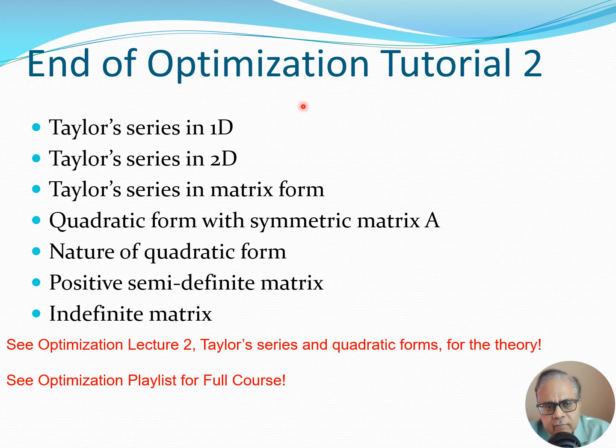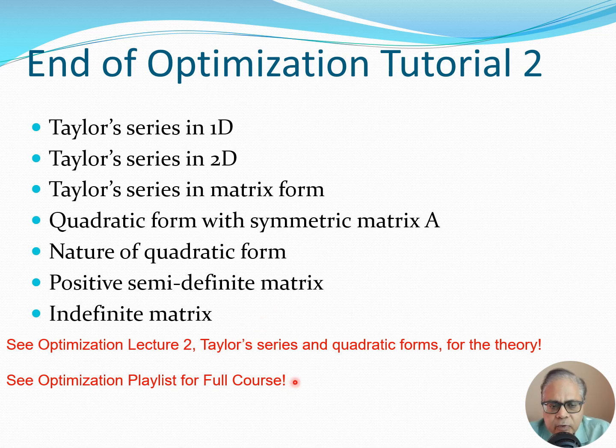So again, today we looked at certain aspects of the Taylor series in 1D and 2D. We saw that the 2D Taylor series could be expressed in the matrix form, because if we have the gradient vector and the Hessian matrix, we can put things in the matrix form. We also saw the quadratic form and how the concept of the quadratic form leads to the type of a matrix, the type of matrix being very important in terms of positive definiteness, negative definiteness, and so on. And we looked at some particular cases of positive semi-definite matrix and indefinite matrix.